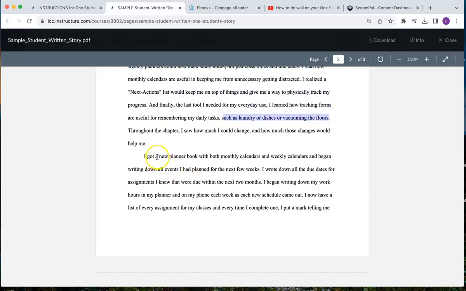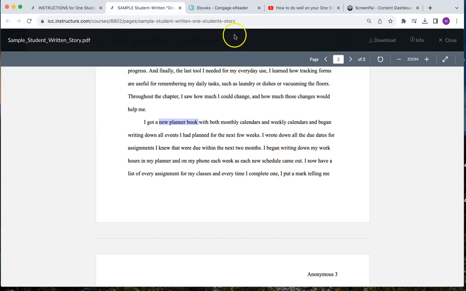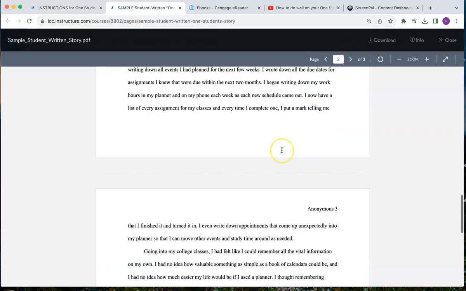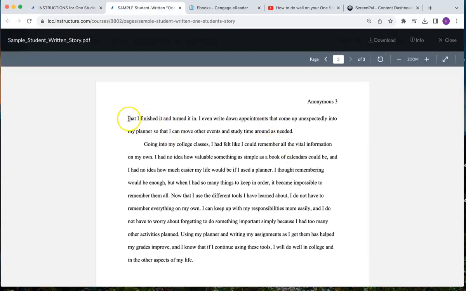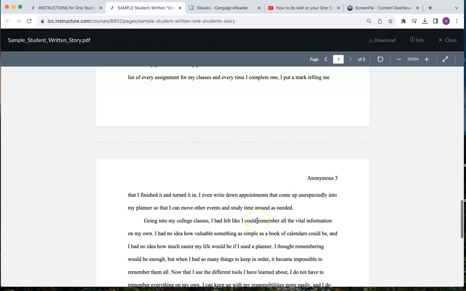Then she talks about how they talked about her planner, she got a planner book. So she's talking about what she did from that chapter that is helping her today. So when we talk about do 1/3 to describe the ideas, the lessons, the exercises, and other items in the chapter, she's done that. And then she talks about how she is implementing them. And then she wants to describe what impact that has on her life. So, you know, that's kind of this last part here where she talks about how things are different now.